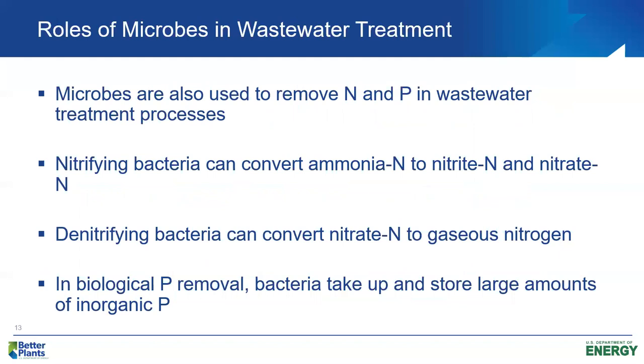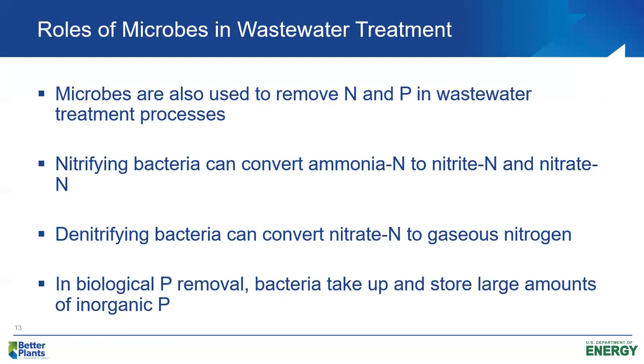So the role of microbes in biological wastewater treatment, again, they have different roles. We may be using the bacteria to remove nitrogen and phosphorus from the wastewater. We may be using the nitrifying bacteria to convert ammonia to nitrite and then to nitrate nitrogen. Again, that's nitrogen conversion. Or under anoxic conditions, that's the absence of oxygen but with the presence of nitrite and nitrate, we may be using the bacteria to stimulate biological denitrification. And in biological phosphorus removal, we're trying to get the bacteria to take up and store large amounts of inorganic phosphorus in their cell mass. And we primarily do that by incorporating an anaerobic reactor in the process, followed by an aerobic reactor.